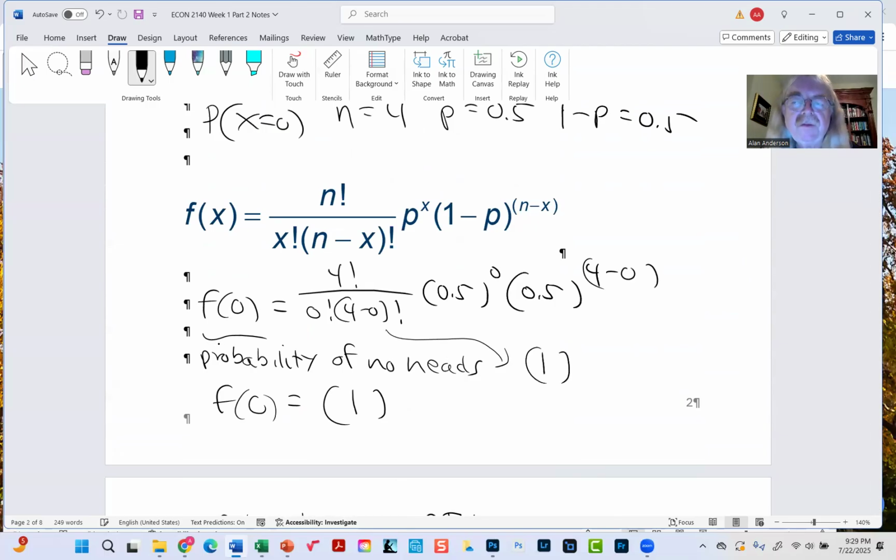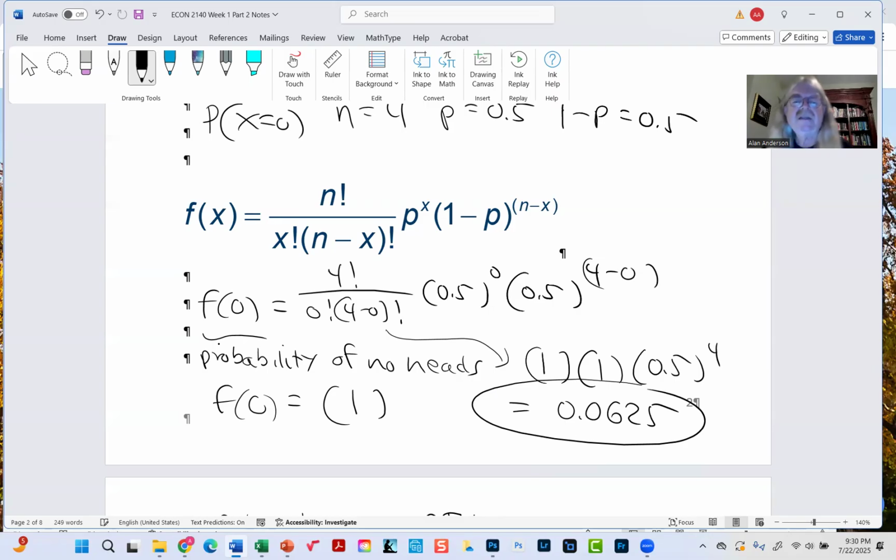Now 0.5 to the 0 power is also just 1. And all that leaves us with is 0.5 raised to the fourth power. And that, if you go to your calculator, is 0.0625. So that is the probability of getting no heads when we flip the coin 4 times.